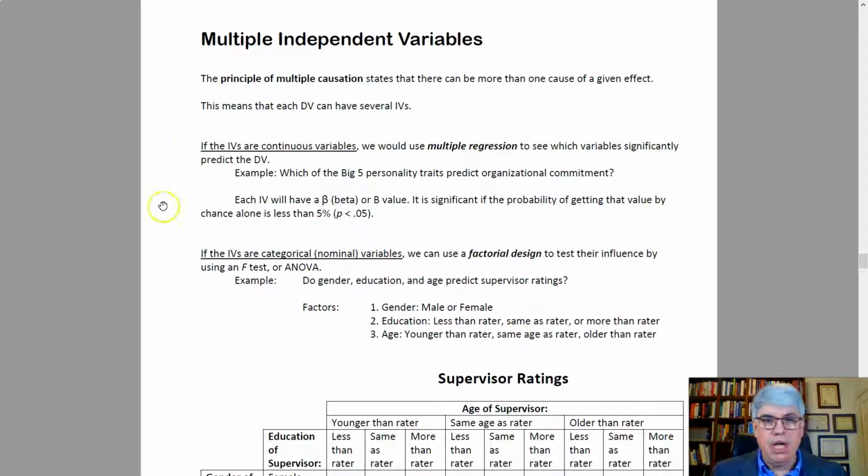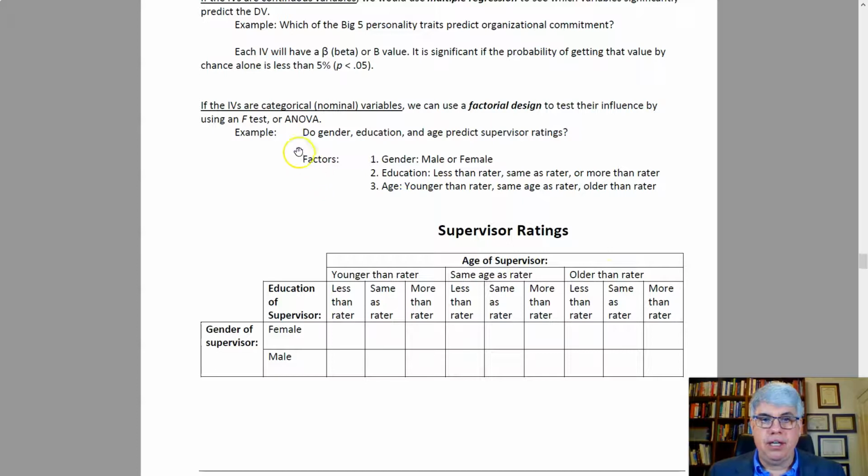But sometimes we just have categorical variables or nominal variables, where we can put things in categories, like sex, men or women, or age, younger, the same, or older, categories like that. And then in that case, we use what's known as a factorial design to test the influence. And we use another test called the F test, or ANOVA. For example, we might ask, do gender, education, and age predict supervisor ratings?